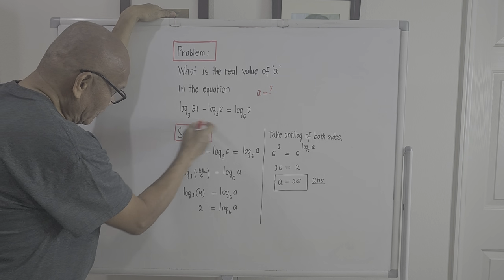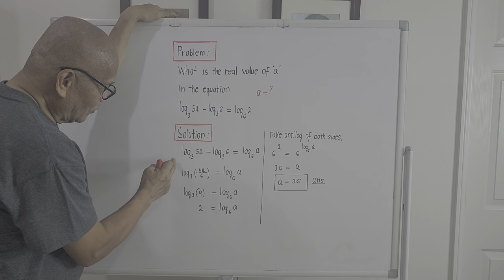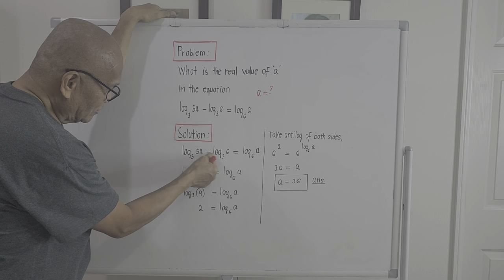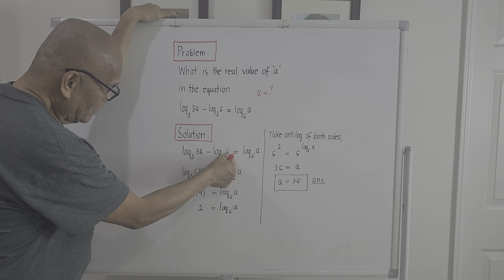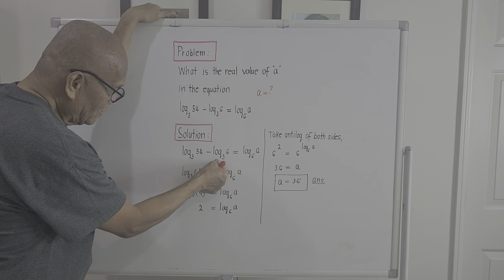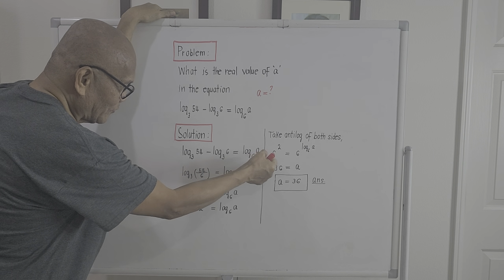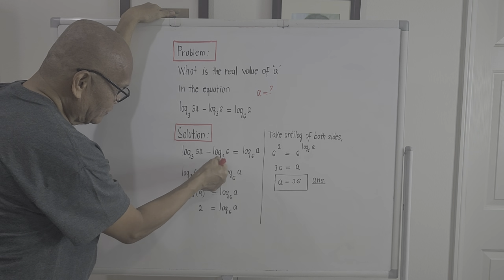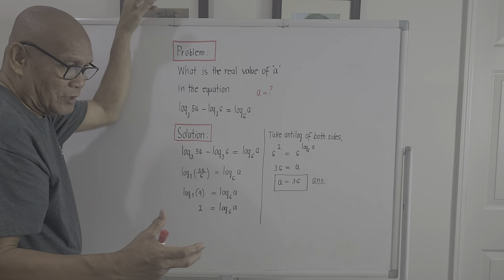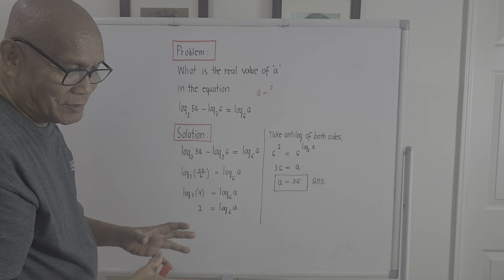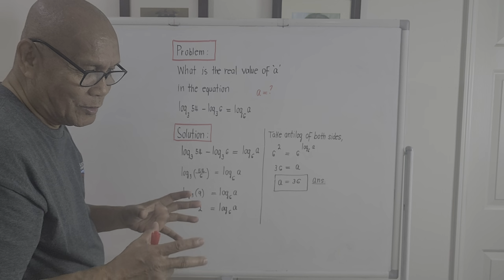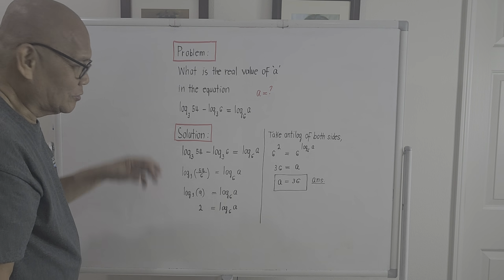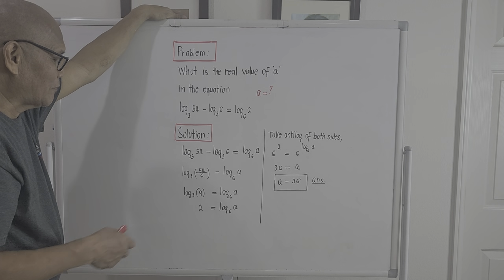I will be rewriting the given logarithmic equation: the logarithm of 54 with the base of 3 minus the logarithm of 6 with the base of 3, and this should be equal to the logarithm of a with the base of 6. So this is 3, this is 3, and this is 6. It falls under the so-called logarithmic equations in which the bases are different. Let's try to attack the solution of this problem.